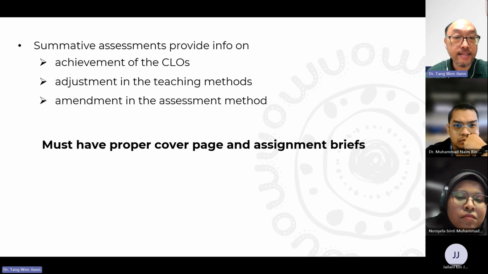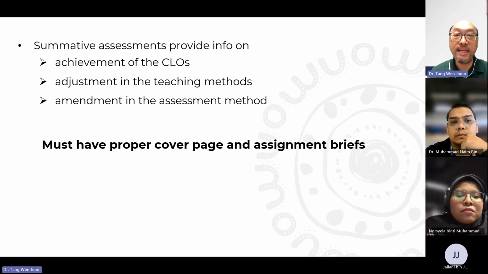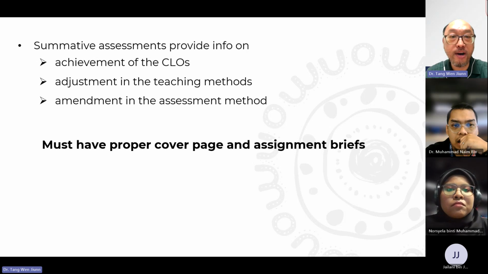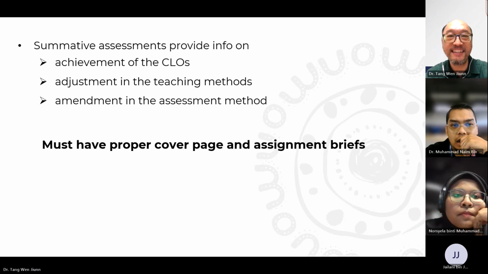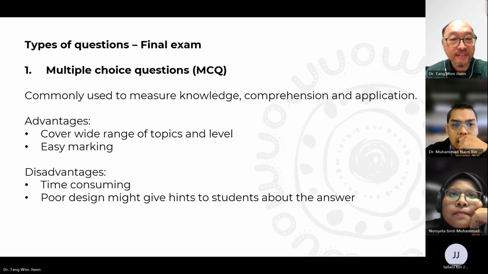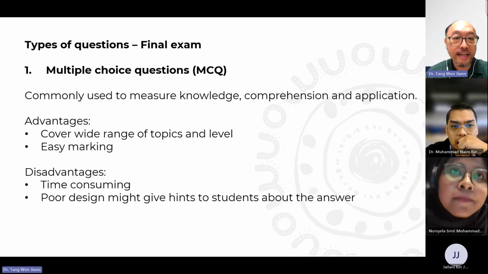For summative assessment, like the case study or presentations, normally we ask the students to have a proper cover page. I think you all have that practice, right? For the assignments that are submitted and graded, they have the cover page. Yes? So we jump straight to the final exam.